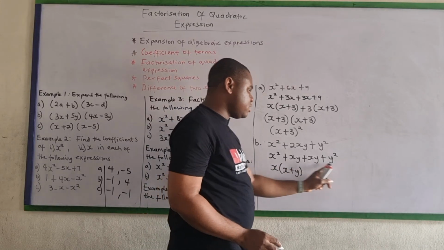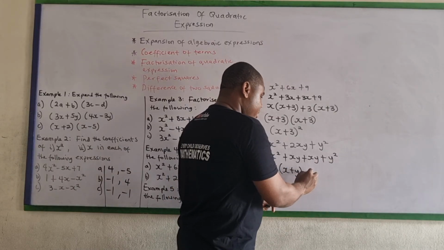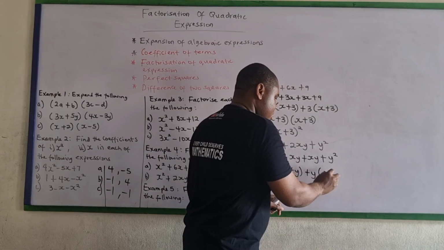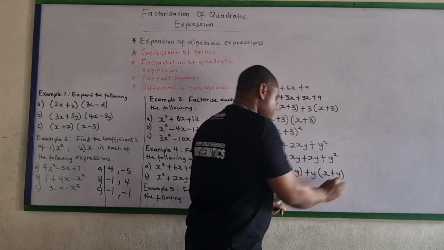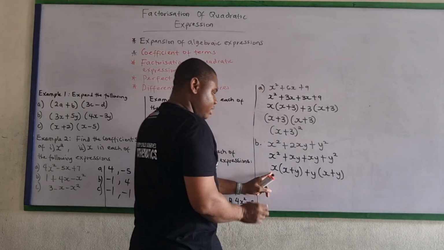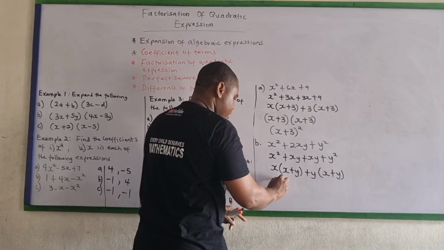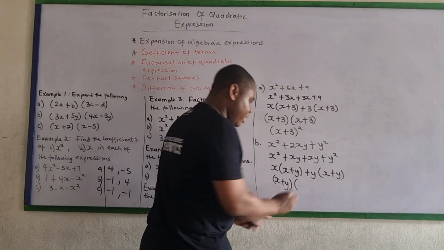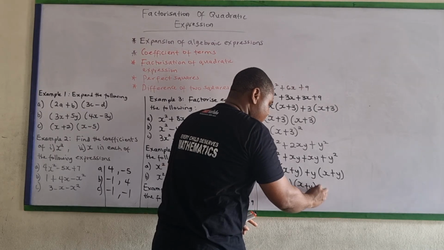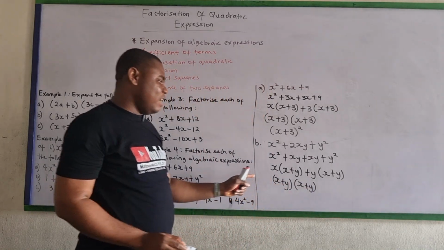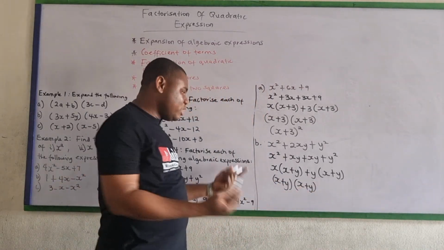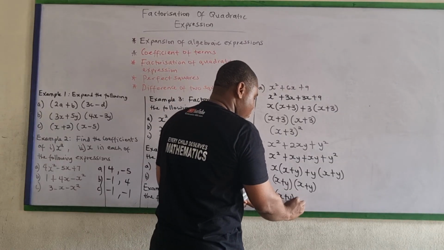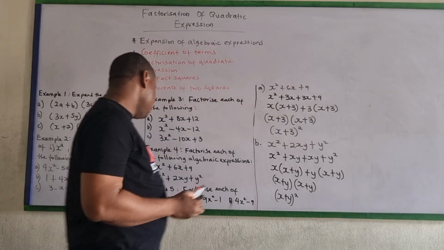Now what is common between these two? I have y common, so plus y in bracket x plus y. So in this case, I will have x plus y, and in the bracket, we also have x plus y. So this can be written as x plus y in bracket raised to the power of 2.